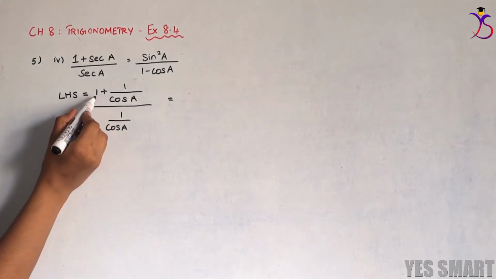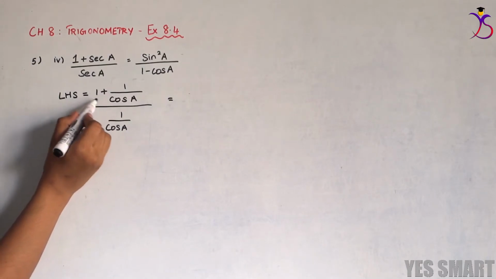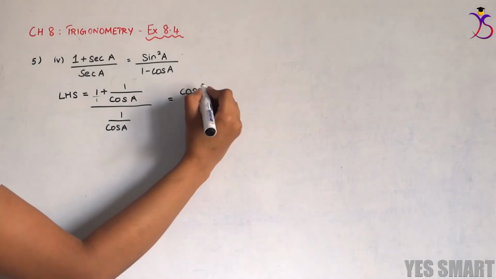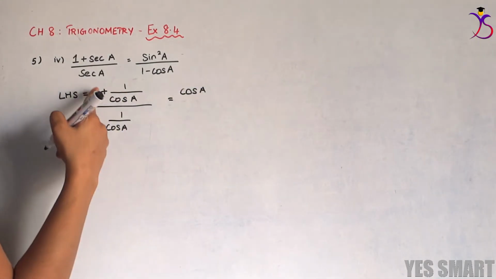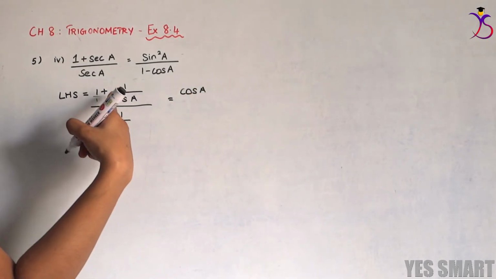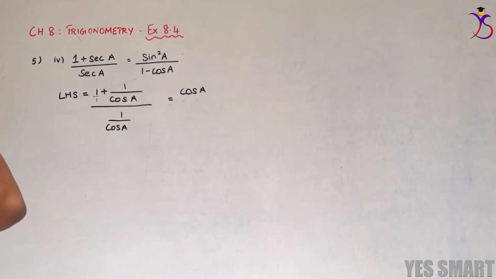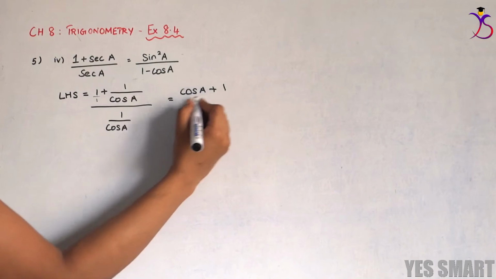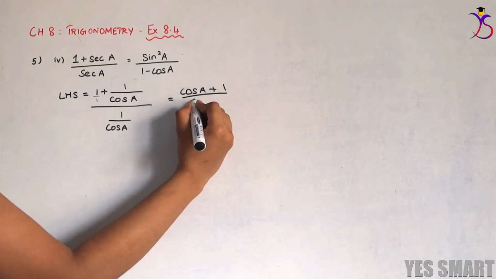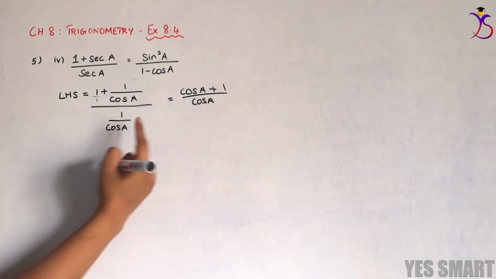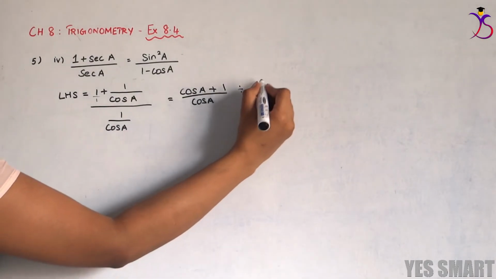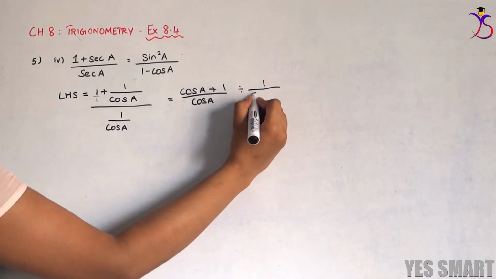The first fraction has the denominator as 1. So the LCM will be cos a. Hence I am multiplying the first fraction with cos a in the numerator and denominator. Therefore the numerator becomes cos a plus 1. Since this fraction already has cos a in the denominator, I am not going to multiply with anything. Divided by cos a. Now divided by the second term, 1 by cos a.